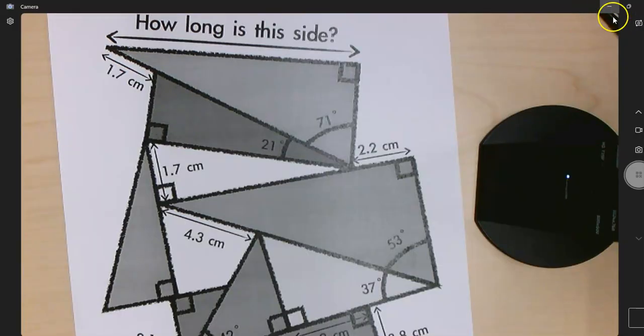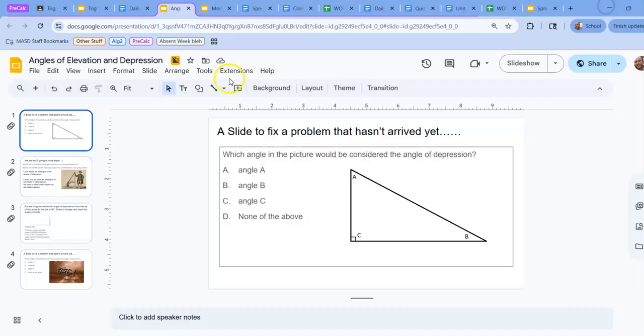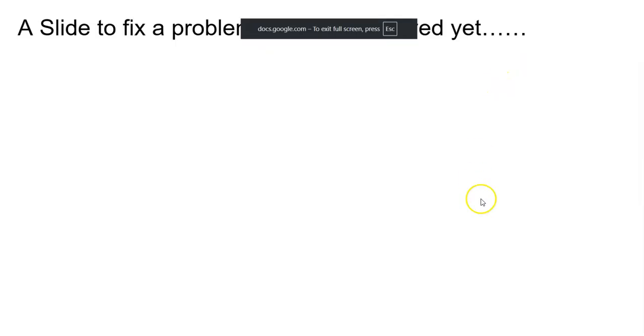I'm going to click it over. This is a slideshow that I made. That's the trig pilot. That's not what I want. So let's get rid of that. This is what I'm looking for. So let's click through this together. I'll come back and forth. Maybe I'll write some things down. I'll flip over the trig pilot. But a slide to fix a problem that has not yet arrived. Let's take a look at it.